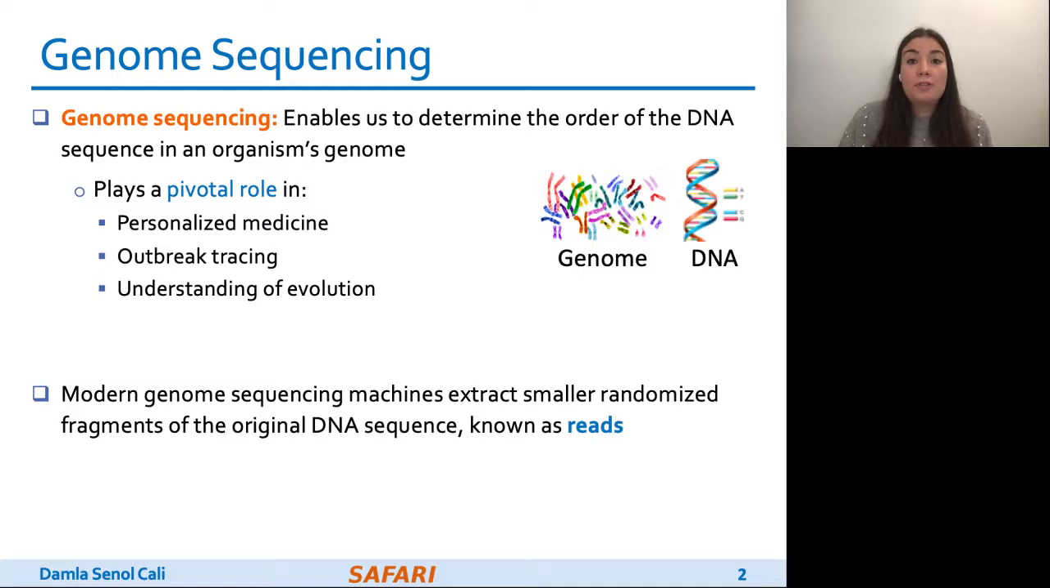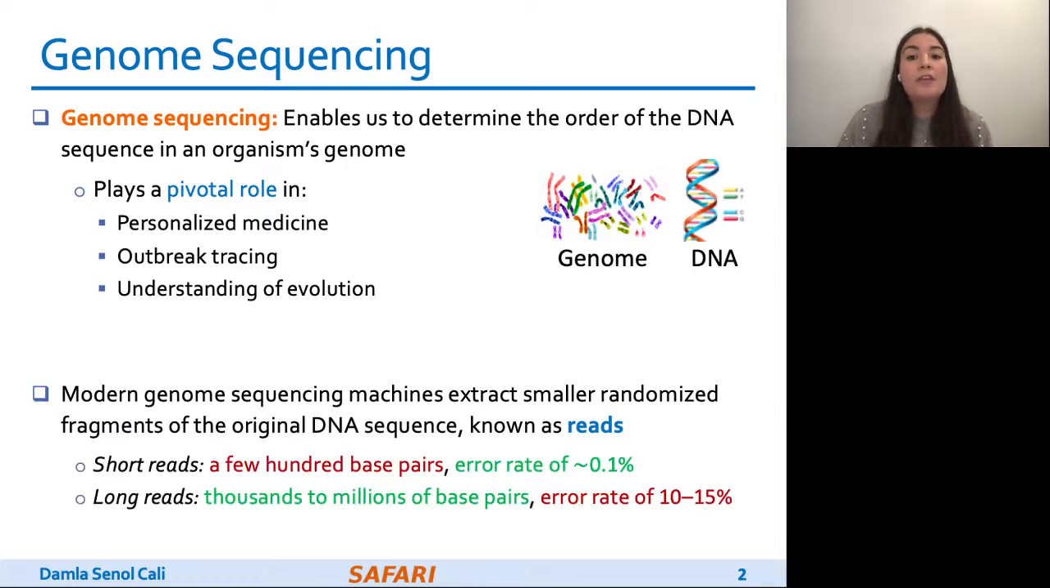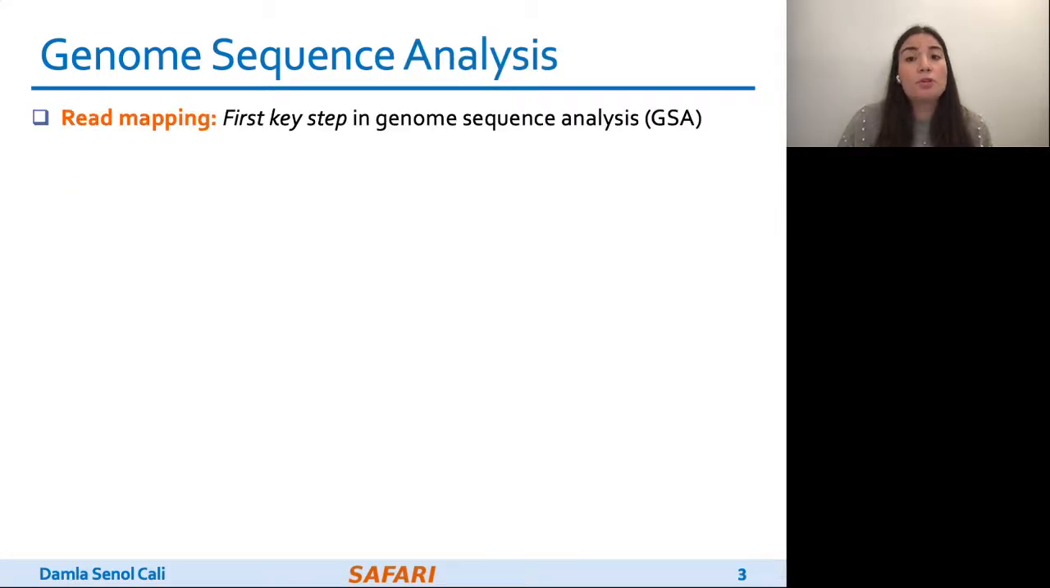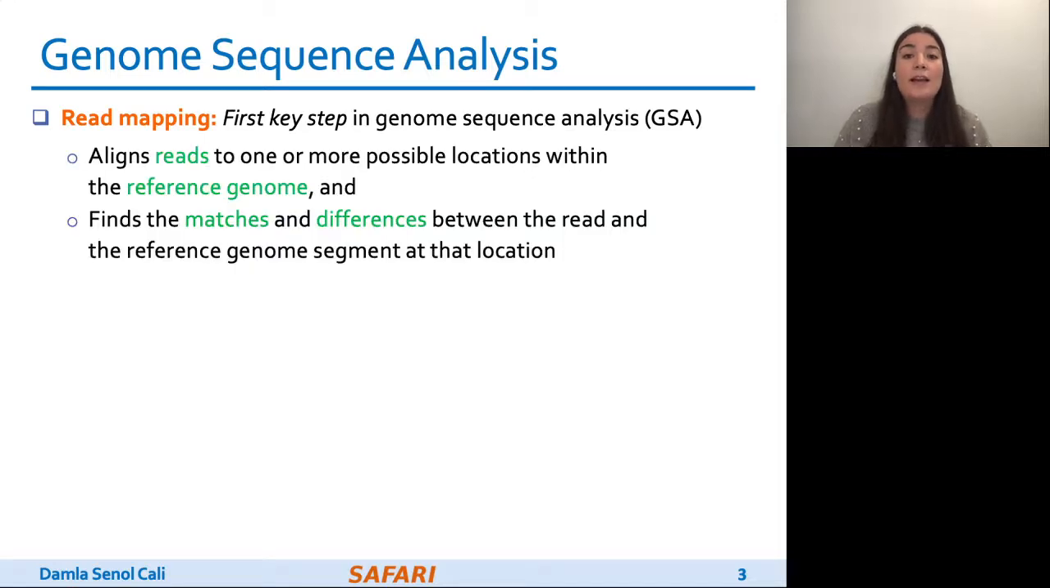Modern genome sequencing machines extract small randomized fragments of the original DNA sequence, which we call reads. State-of-the-art sequencing machines produce either short reads or long reads. Read mapping is the first key step in genome sequence analysis, where we take each read, align it to one or more possible locations within the reference genome, and find the matches and differences between the read and the reference genome segment at that location.